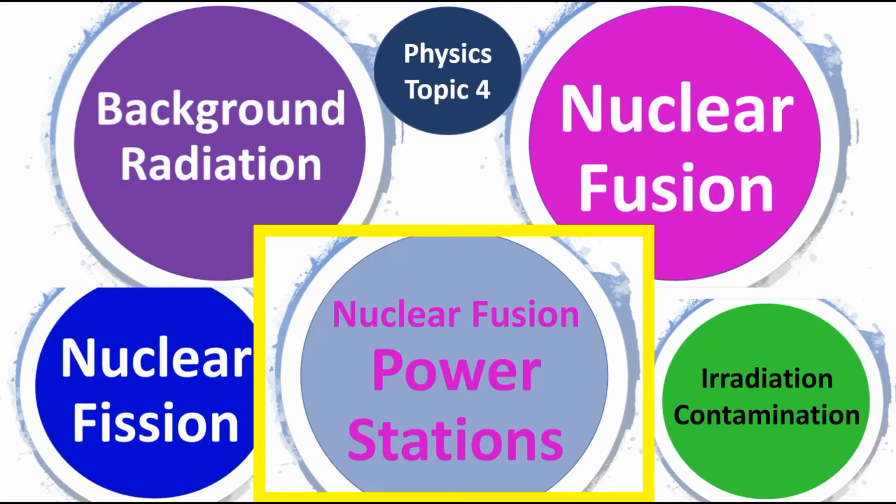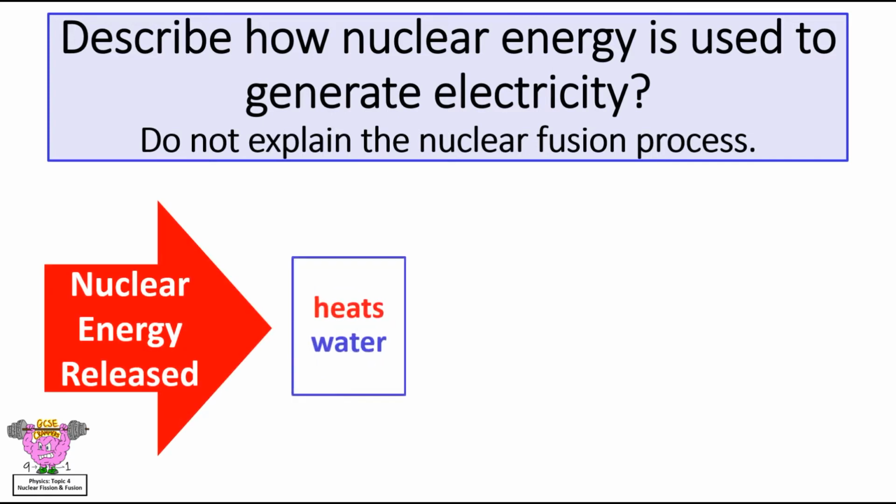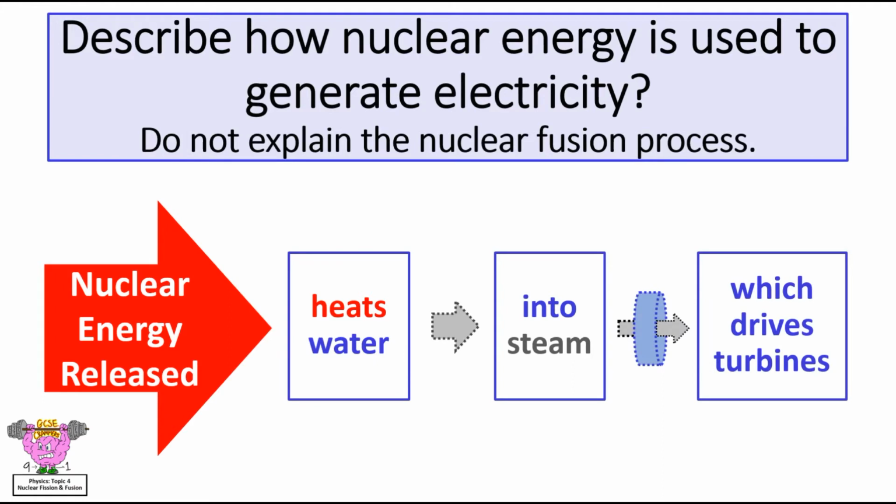Nuclear fusion power stations. Describe how nuclear energy is used to generate electricity. Do not explain the nuclear fusion process. The nuclear energy released heats water, turning it into steam, which drives turbines to generate electricity.